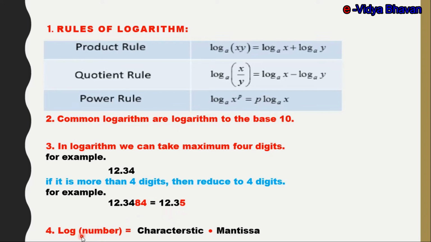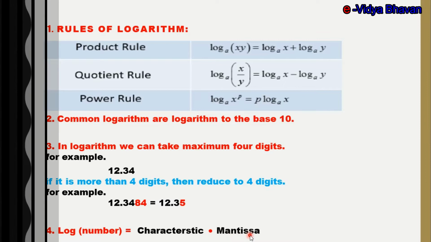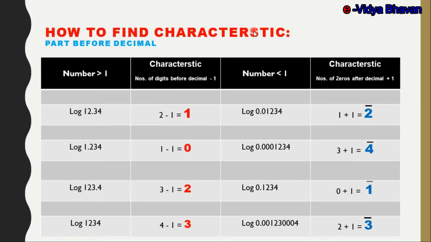Now fourth rule: log of any number is equal to characteristic dot mantissa. Dot means decimal. So before the decimal we have characteristic, after the decimal we have mantissa. Now let us see how to find the characteristic. Characteristic is the part before the decimal. Now we will be having two rules for finding the characteristic. Rule number 1 for a number greater than 1. Rule number 2 for a number less than 1. Let us study rule number 1 first.